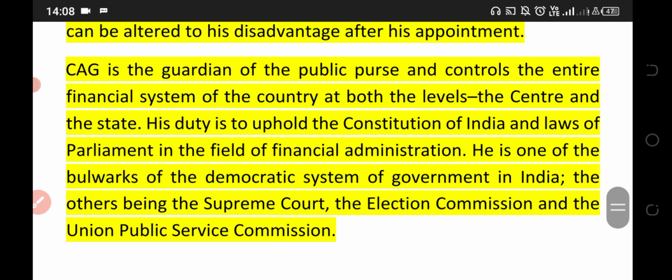CAG is the guardian of the public purse and controls the entire financial system of the country at both the state level as well as the central level. His duty is to uphold the Constitution of India and the laws of Parliament in the field of financial administration. He is one of the bulwarks of the democratic system of government in India. The others being the Supreme Court, the Election Commission, and the Union Public Service Commission.